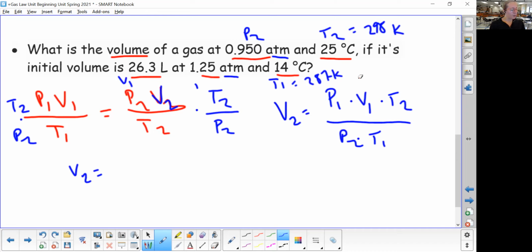I do find that if students label the variables in the problem, they're less likely to make a mistake and put things in wrong, because at this point it's just plug and chug. So pressure 1 is the 1.25 atmospheres. Volume 1 is the 26.3 liters.